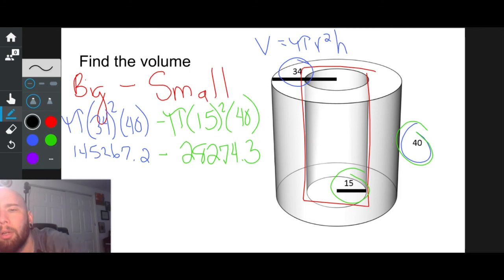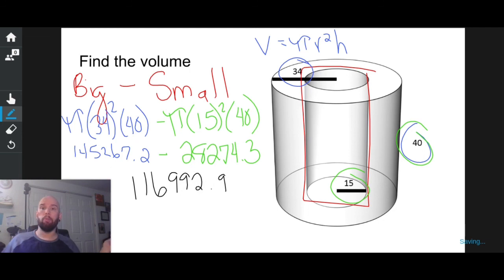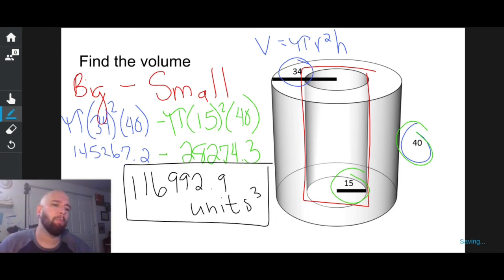Now I have to do a little bit of subtraction, and I'll have her help me out with this too. What is 145,267.2 minus 28,274.3? The answer is 116,992.9. What is my unit of measure? I don't have one. So I'm going to put units cubed. Yuck. But fun.